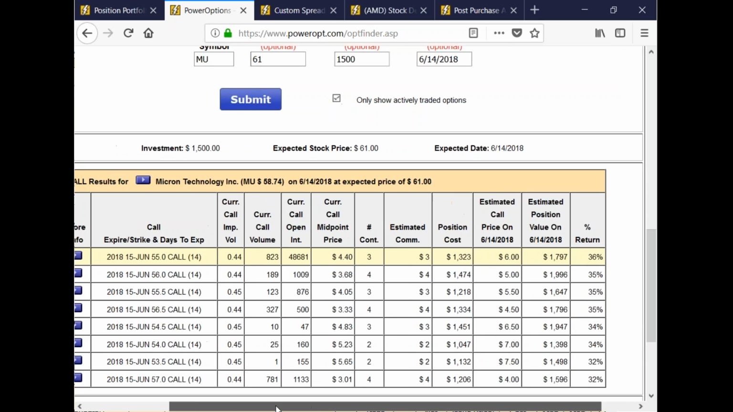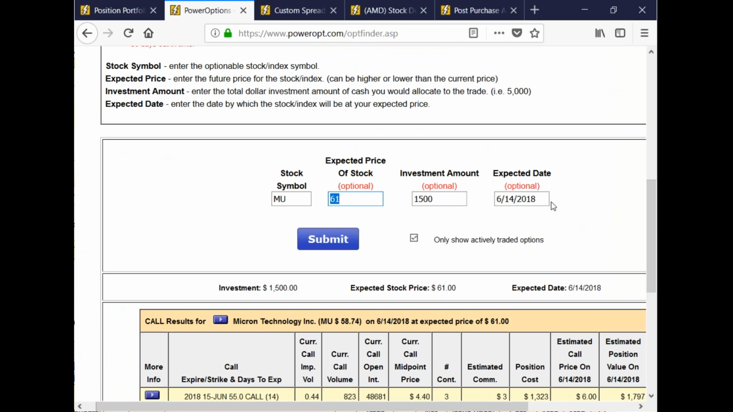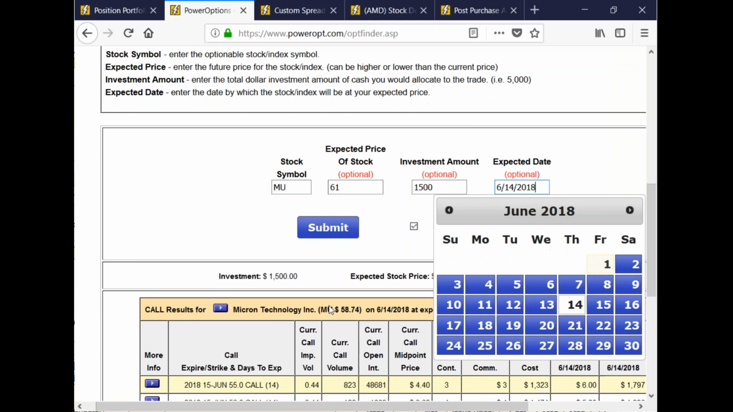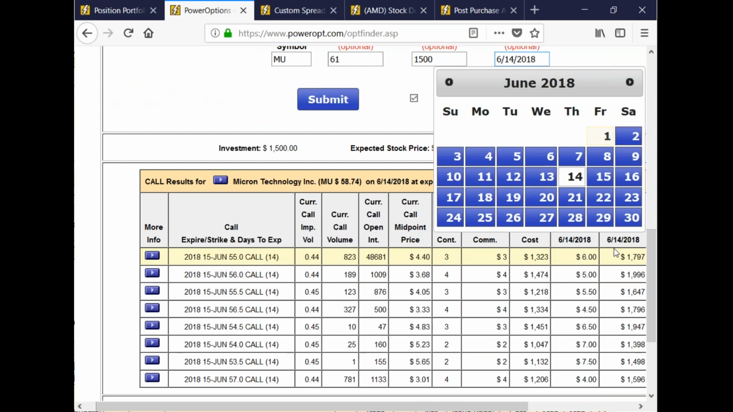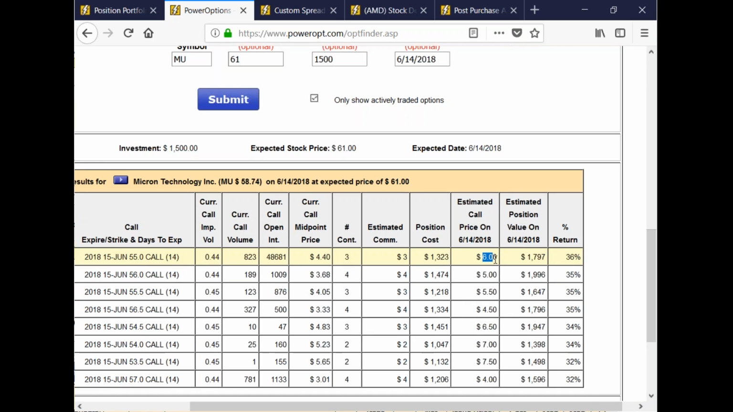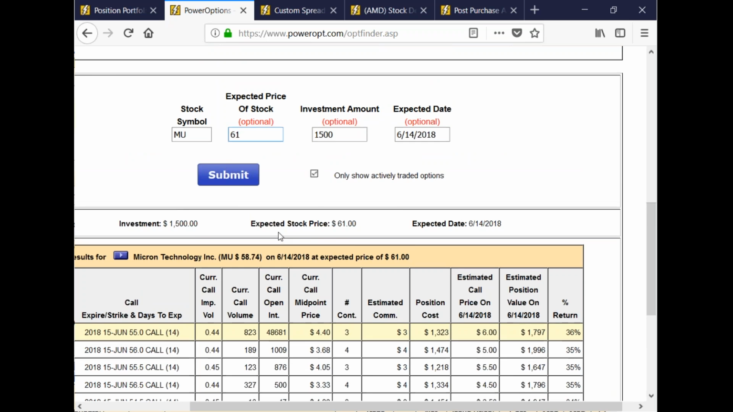Okay, that's what we want to do. You want to use the long option finder to see, based on your target and your expected date where the stock might be hitting that target, which option would give you the best bang for your buck. And are these accurate? Well, yeah, these are pretty accurate. I selected 6/14. If my stock was trading at $61, my June 55 strike would be worth $6 exact intrinsic. So you can't fault that. That's going to be pretty much what it's going to be at that time if the stock hits the target price on the target date.